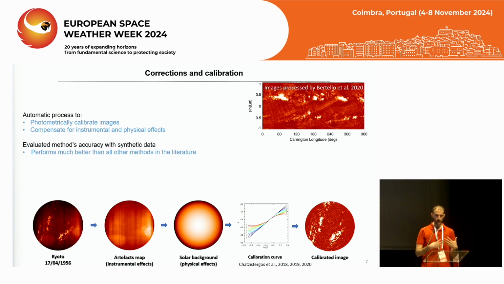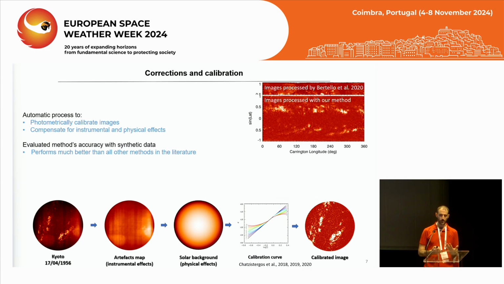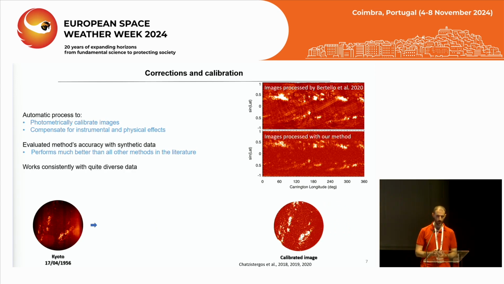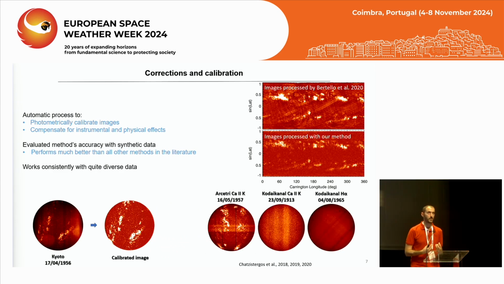But we also took a lot of time to make sure that this method is robust. It works consistently and accurately. So we used a lot of synthetic data to evaluate its accuracy, so we can be confident it's accurate enough, but also show that it works significantly better than other methods from the literature that have been used in the past, as you can see in this example. Also, because it was done in an automatic way and is quite robust, it can be used consistently for data that are quite diverse, even different lines, including H alpha and the continuum as well.